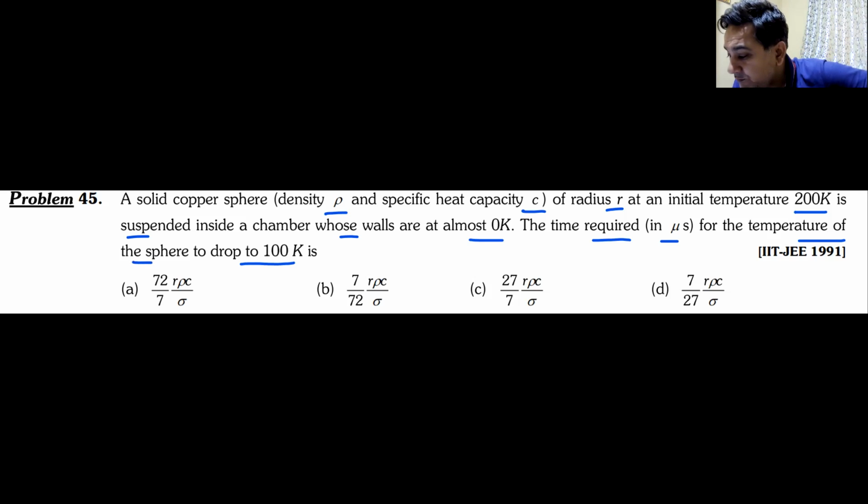The baton passes on to you. Initial temperature is 200 Kelvin. Temperature of the chamber in which it is kept is almost zero. Why have they made it zero? Because that is how you can solve it. Otherwise, this becomes a very difficult problem because we will not be able to solve it. The maths becomes very complicated. To uncomplicate the maths, that is why zero Kelvin is given.